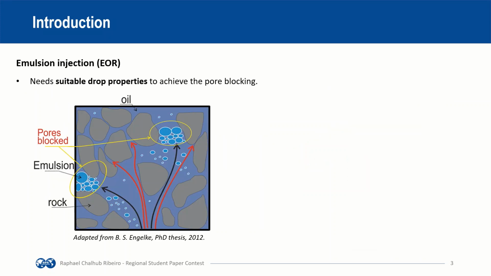The microcapsules injection is similar to the tertiary recovery method using emulsions. When injected, emulsion droplets block the water preferential path, as shown in this picture by black arrows. Then, the additional pressure forces new paths for the water to displace the oil, as shown by red arrows.